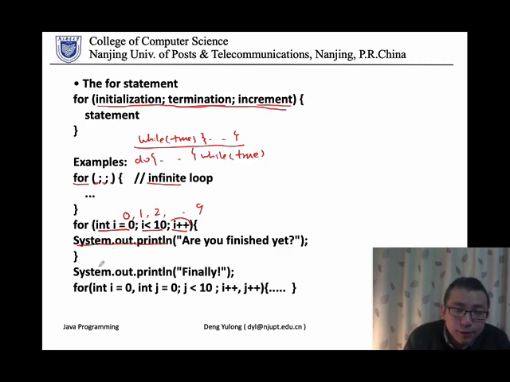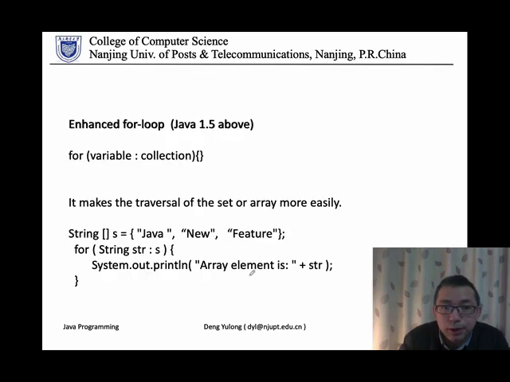So inside initialization, we can put two variables. For example, here we put i and j at the same time, and in the increment we increment i and j, both of them will be incremented. Okay, this is about the for statement, and there's another loop.